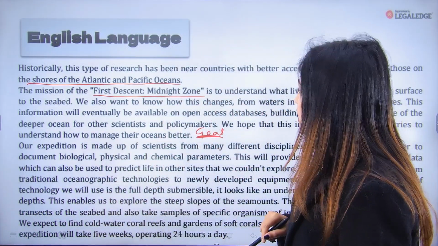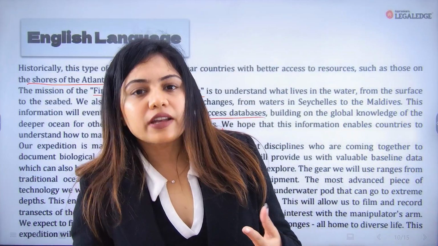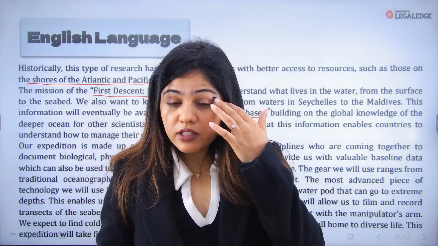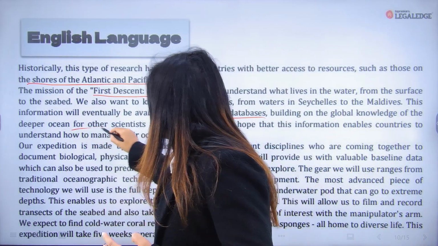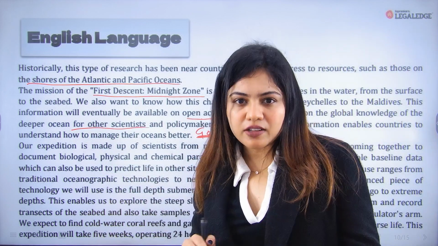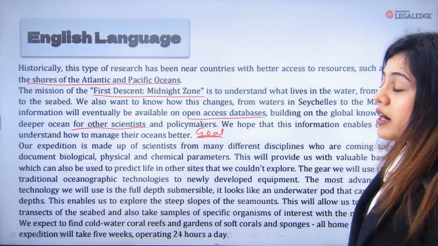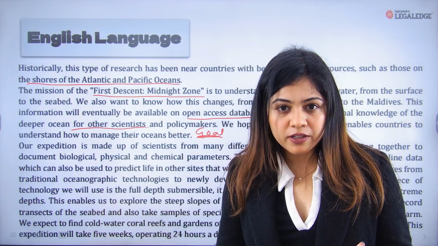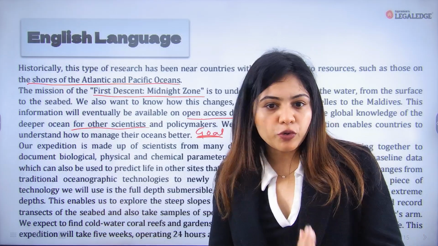that also we get to know through this particular mission. We also get to know a lot of, I would say, information regarding the organisms that inhabit this particular place. Now, this is going to be provided as an open access database because globally everybody would be having access to this information so that we also get to know about future explorations. Secondly, scientists or policymakers will also have a better source of information. And also, we hope that this information enables countries to understand how to manage their oceans better. That means what exactly can they do to make it function more strategically for their own benefit, right?